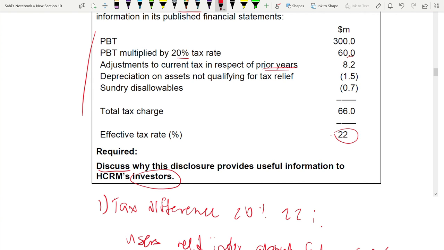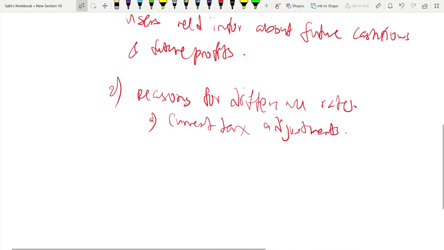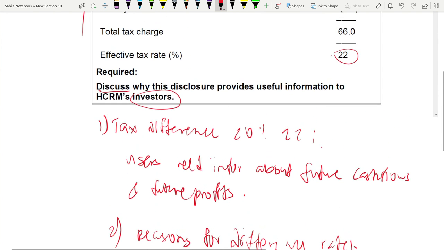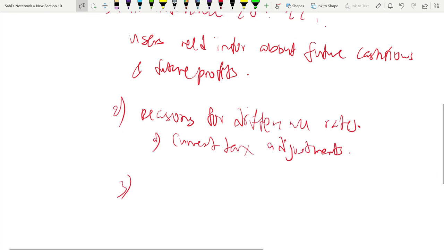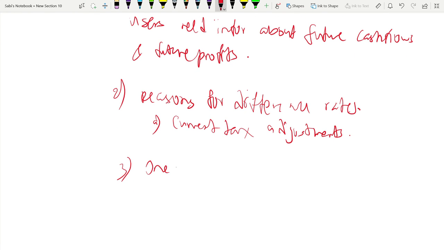Third paragraph. What is the third paragraph? Impact. What could have an impact on that effective tax rate? One-off or unusual items. One-off or unusual items can have a significant effect on the effective tax rate. Remember this.